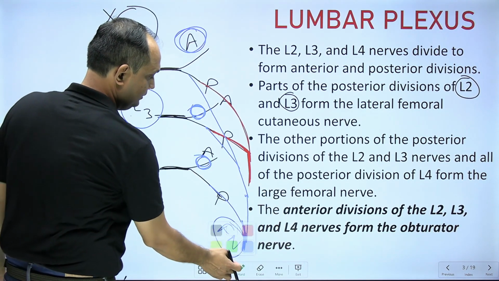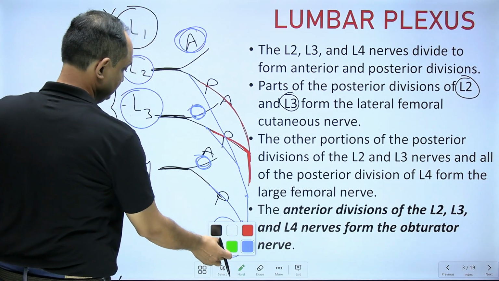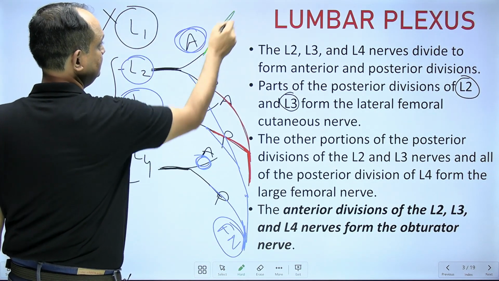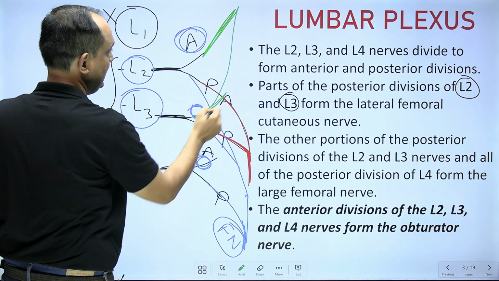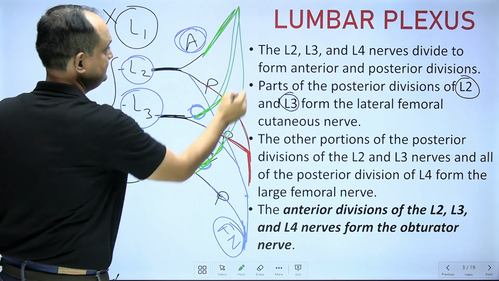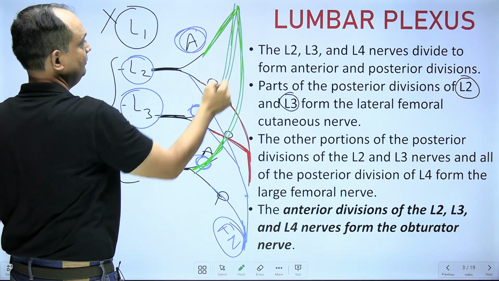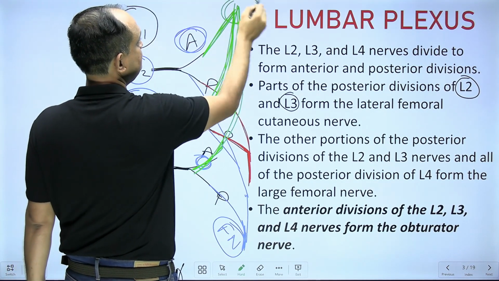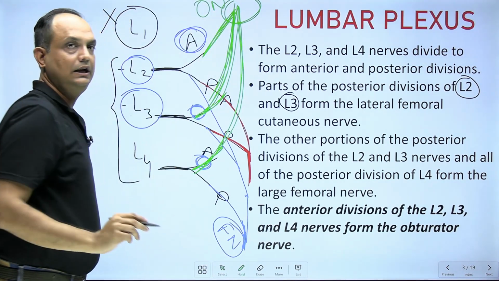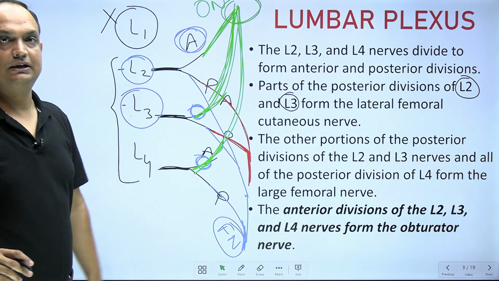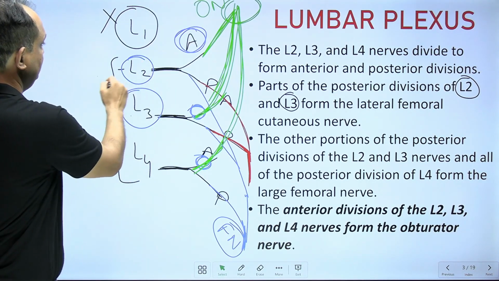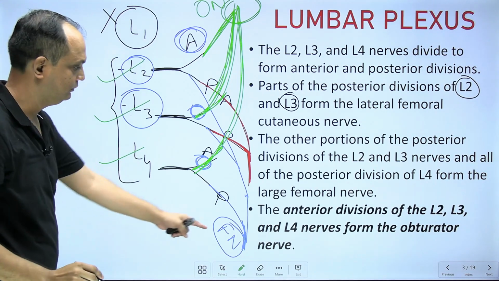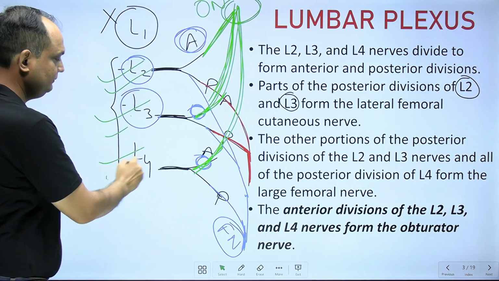So if you join all these three nerves, they form a common nerve, and this is your obturator nerve. Clear? So here what you are able to understand is that the obturator nerve is coming from L2, L3, L4 and the femoral nerve is also coming from L2, L3, L4.